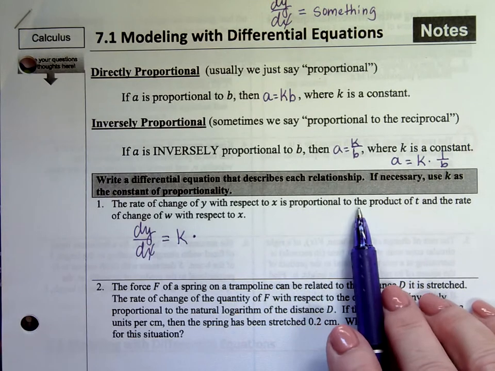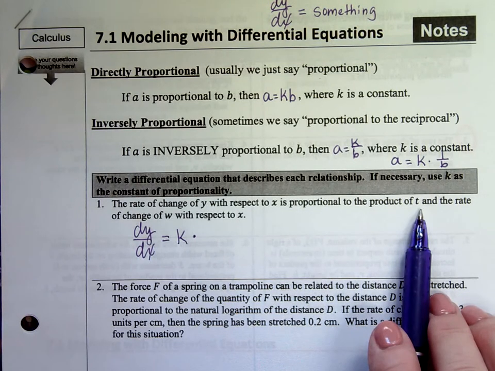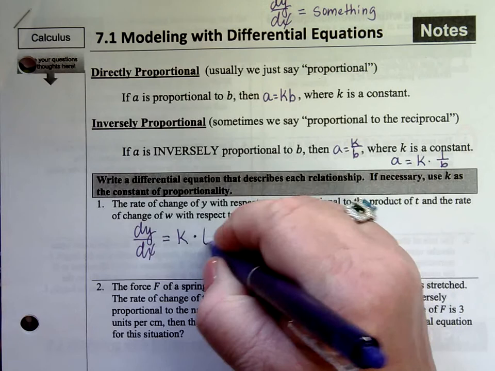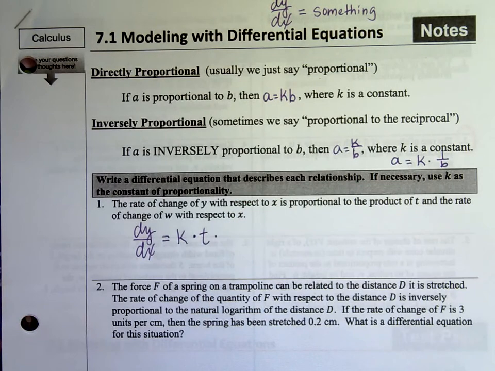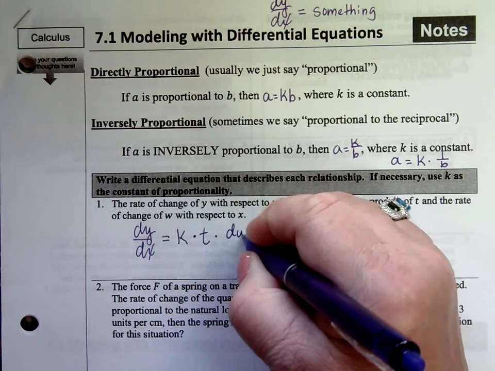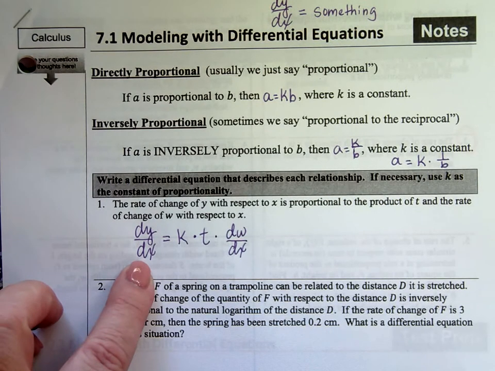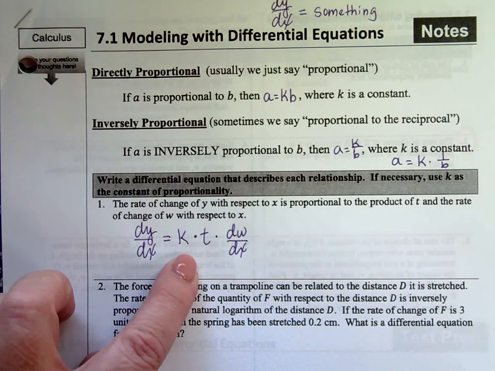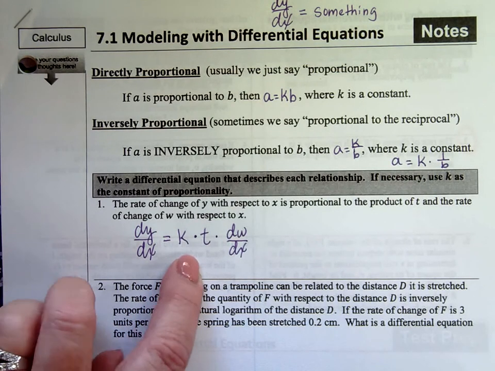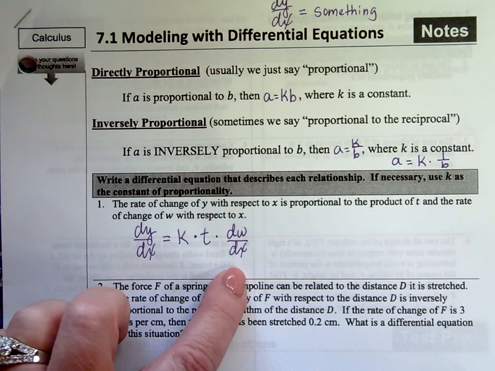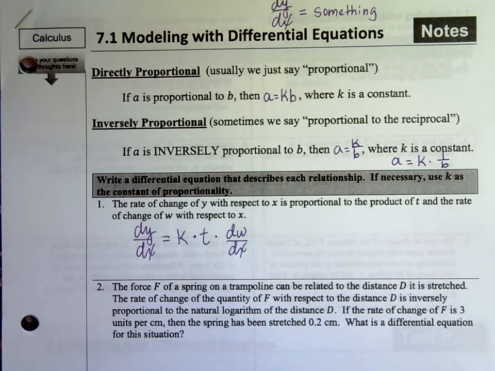What is the something? It's proportional to the product of t, and product means times, and the rate of change of w with respect to x. Rate of change, again, that's a derivative, dw over dx, and that's it. That's your answer. The rate of change of y with respect to x is proportional, k times the product of t and the rate of change of w with respect to x. You're translating the English into a math sentence.